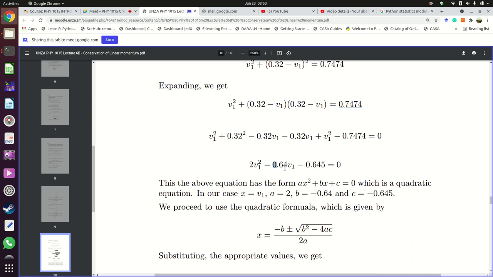Then there is this thing here, which I have 0.32 squared, and there is this bit there. So I end up with minus 0.645 here, like this, equals zero. So this is very good. So we now have some equation. Now, if you look at this equation carefully, this equation looks similar to this.